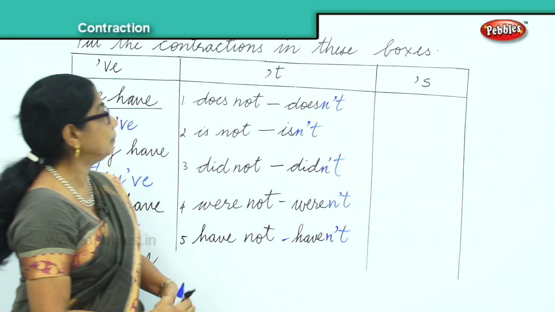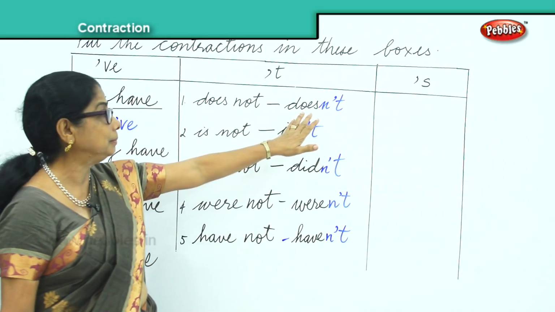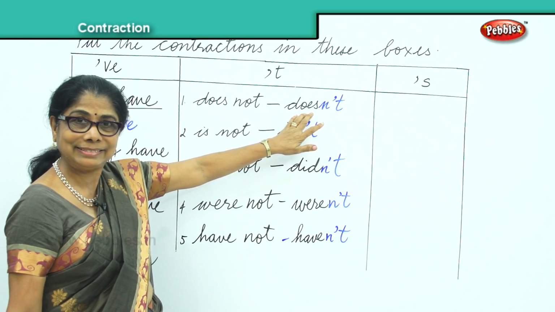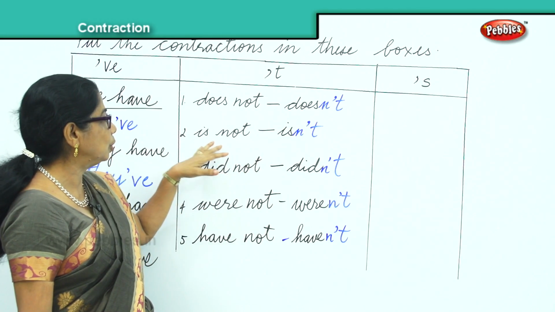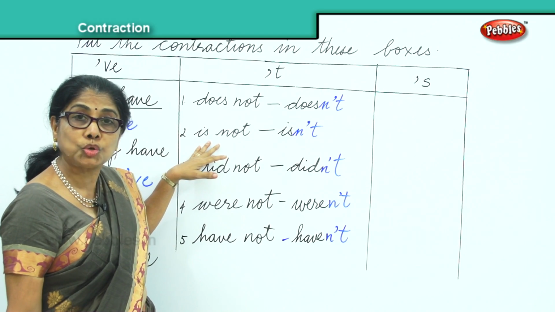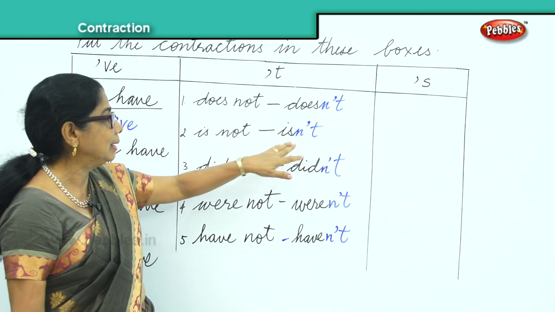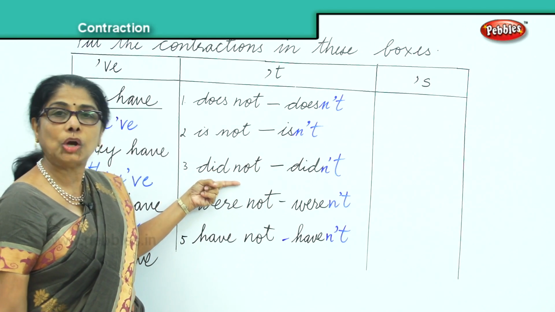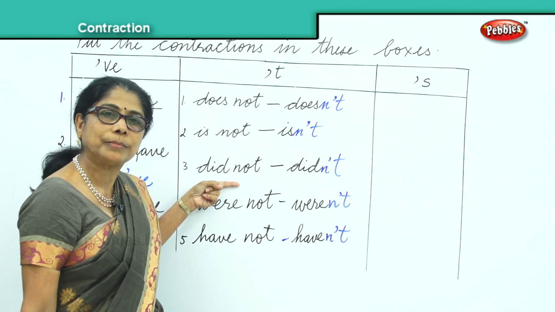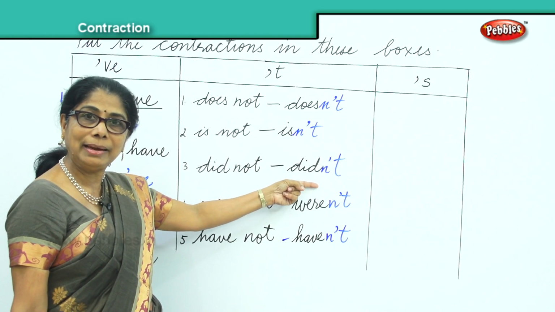Now look at this again. Does not, doesn't. It doesn't matter. You didn't bring the book. It's not. Tom is not here today. Tom isn't here, isn't. Did not. I did not bring my lunch. I didn't bring my lunch today.